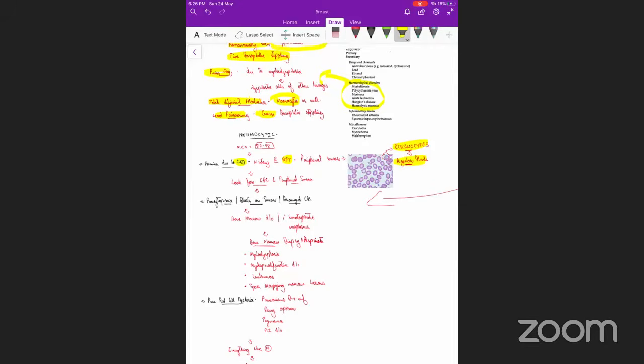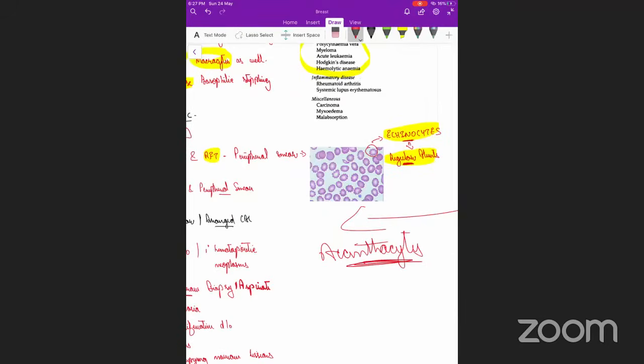How do you differentiate it from acanthocytes? How do you differentiate acanthocytes and echinocytes in a peripheral smear? Yes, see, in echinocytes, the blunts will be regular. In case of acanthocytes, it will be irregular. That is how we differentiate. Irregular spikes will be there.